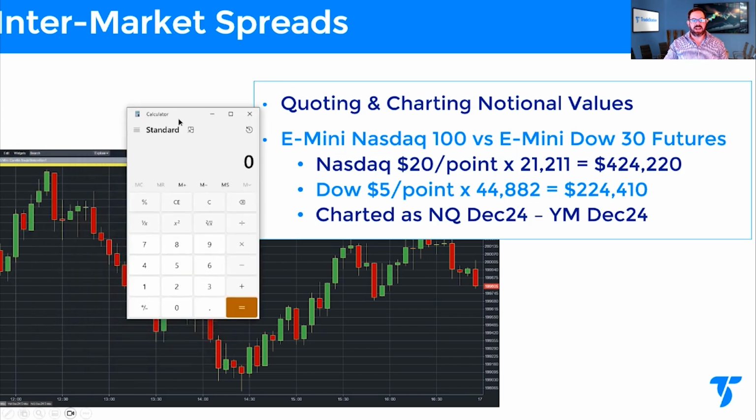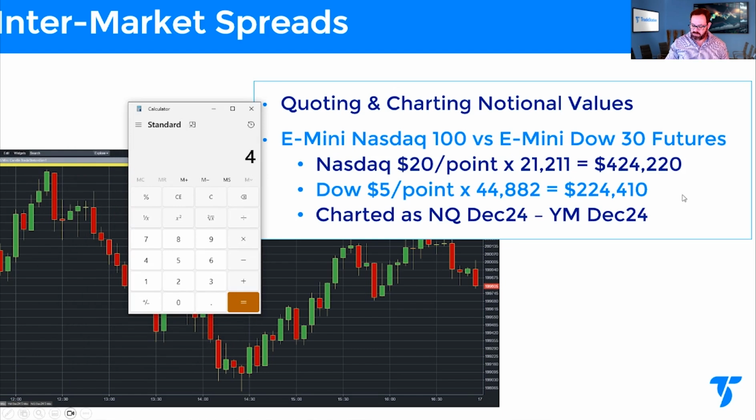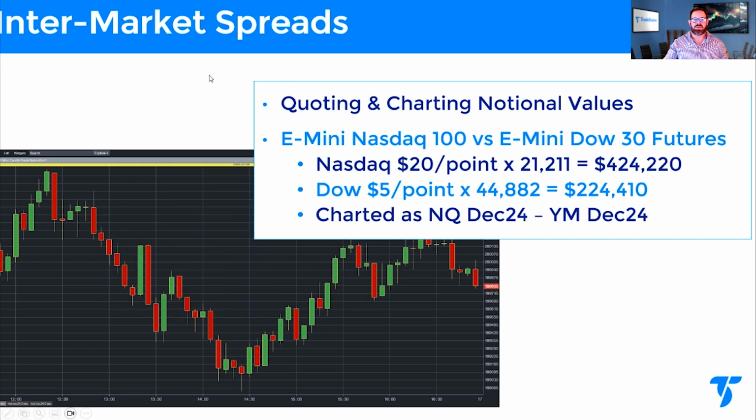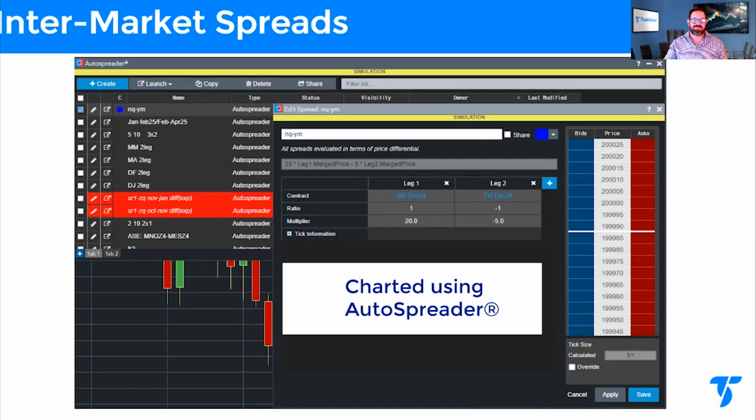So if I bring in a calculator just to show you, 424,220, which is the notional value of the NASDAQ, minus 224,410, notional value of the Dow, you can see it's pretty close. It was 199,810. Again, we moved by a little bit before I took the picture. But we chart the notional values on intermarket spreads.